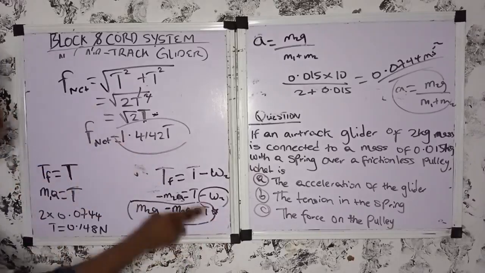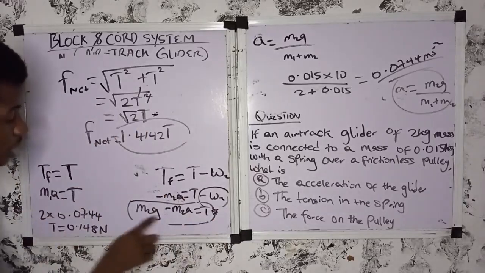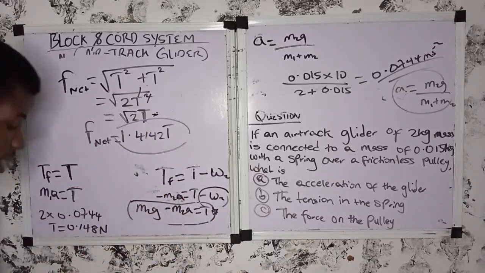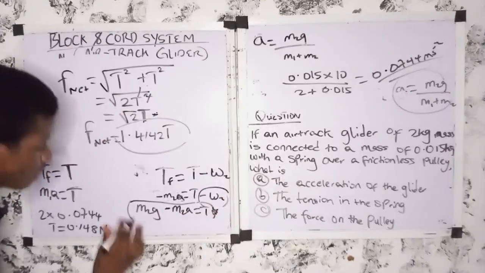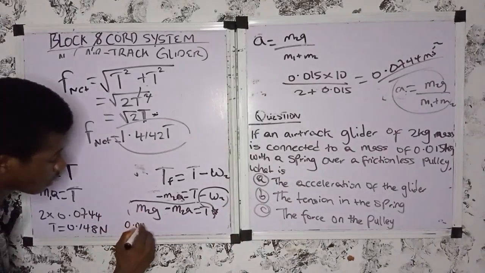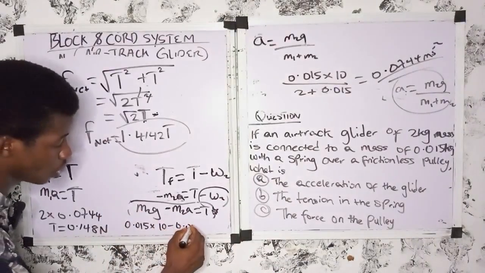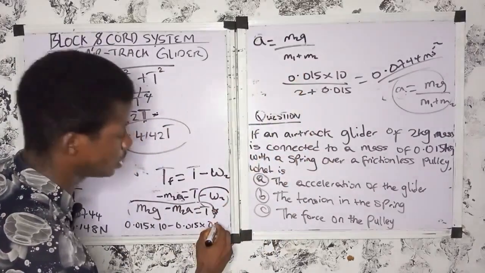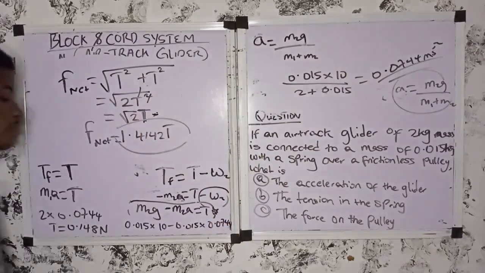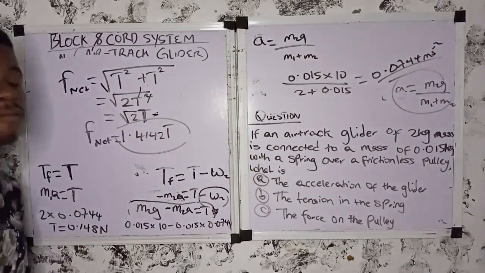Let's use this other one to see if we have the same answer as this. The tension here is equal to M2G minus M2A, right? So our M2 is 0.015, times G, which is 10, minus M2 again, 0.015, times A, which is 0.0744. Let's do it and see if we arrive at 0.148.